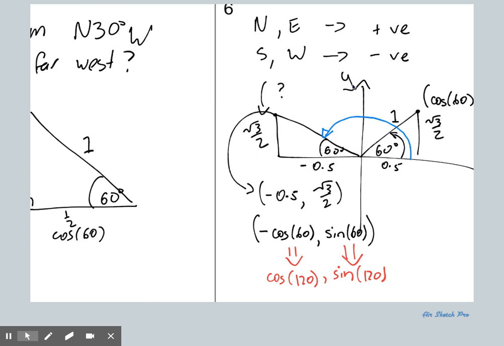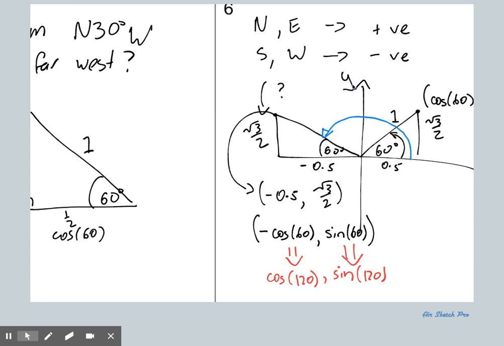Is it positive or negative? For directed numbers. Sorry, I shouldn't have said direction because that's confusing with north, south, east, west. I can use where it lands to work out whether it's positive or negative. Because it's landed here to the left of the x-axis, we know that numbers to the left of the x-axis are negative, which means the cosine of 120, which lands over here, will be a negative value.